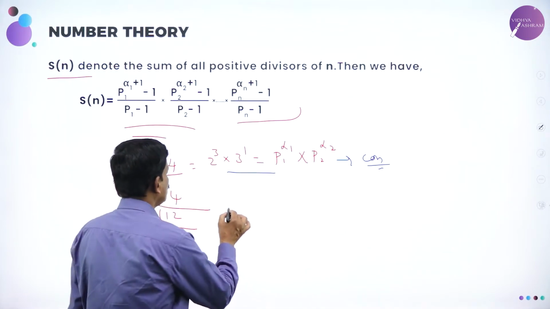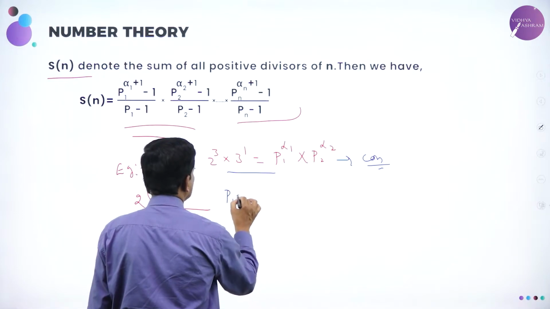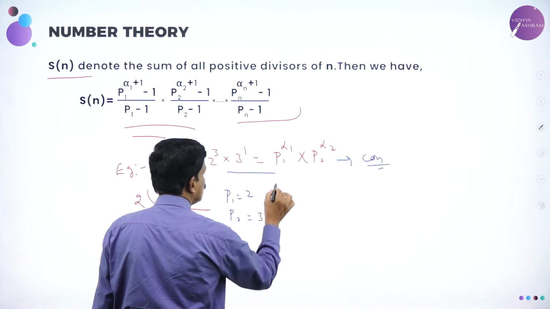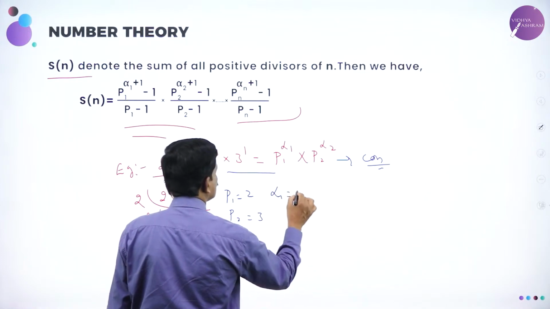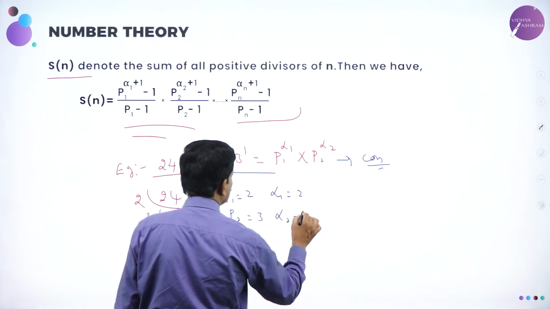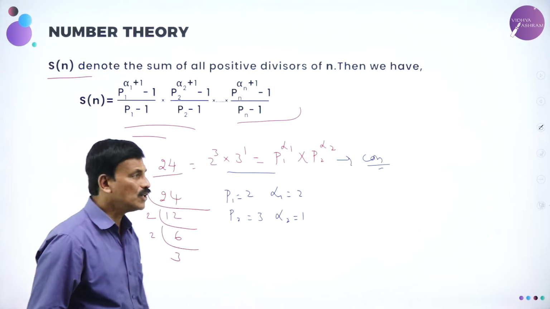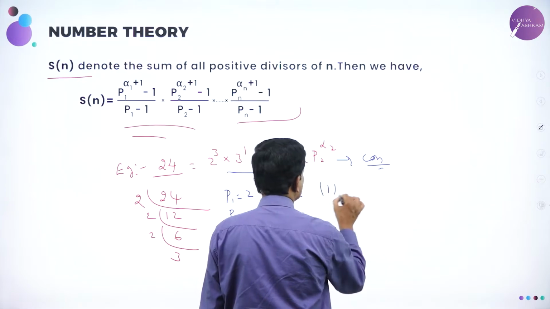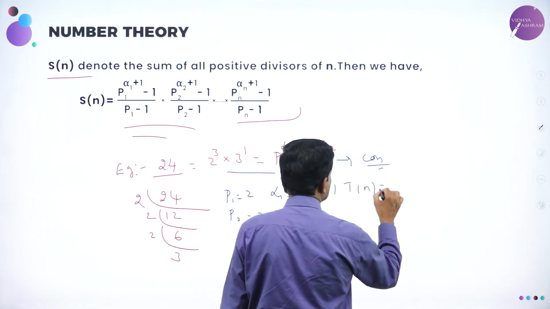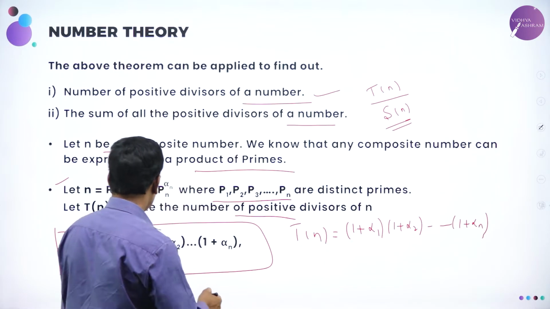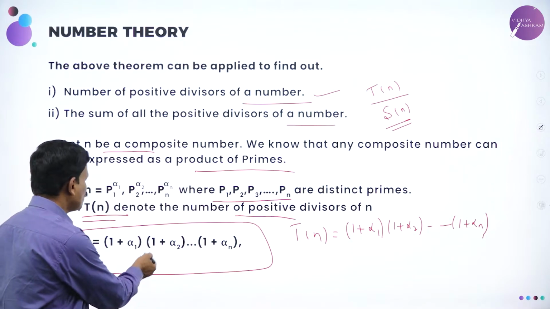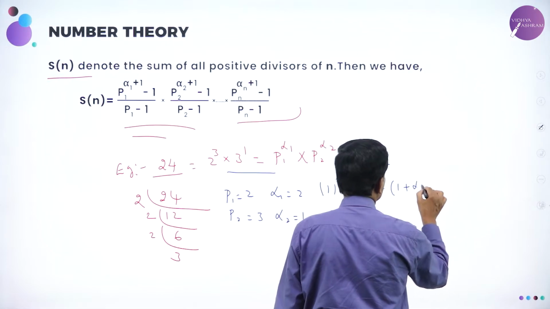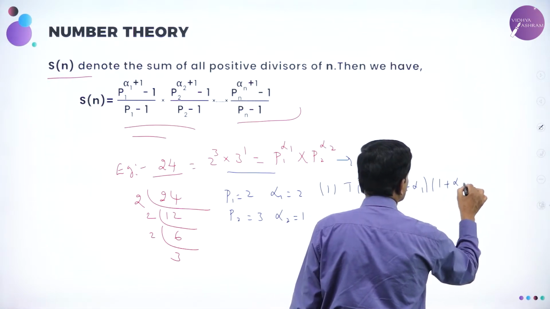Now, what is P1 here? Here we have P1 is equal to 2 and P2 is equal to 3. What is alpha 1? Alpha 1 is equal to 3 and alpha 2 is equal to 1. Now, let us find out the number of positive divisors. The number of positive divisors is denoted as T of n. What is the formula for T of n? T of n is equal to 1 plus alpha 1 into 1 plus alpha 2.